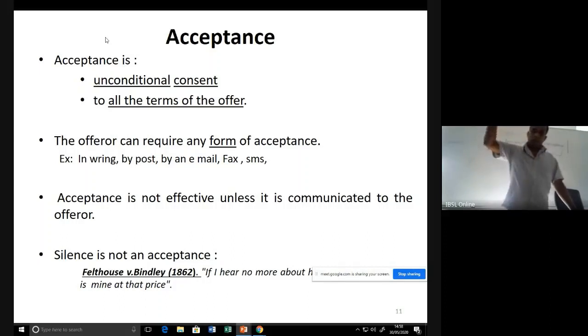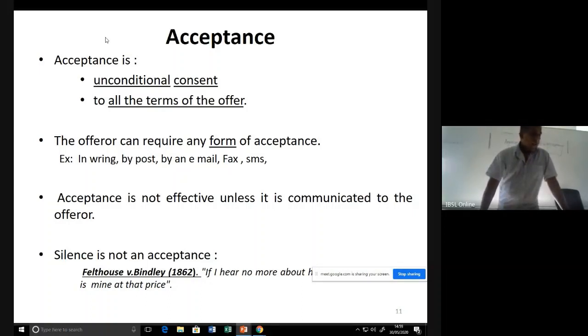So the offeree has to communicate the acceptance to the offeror. Unless it is communicated to the offeror, the acceptance is not valid. Clear? So the offeree has to communicate that to the offeror. When the acceptance is communicated to the offeror, acceptance is considered complete.